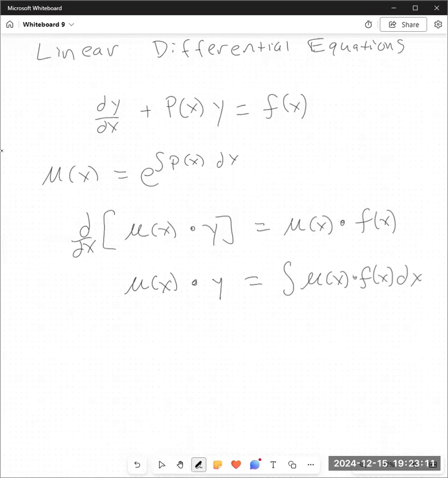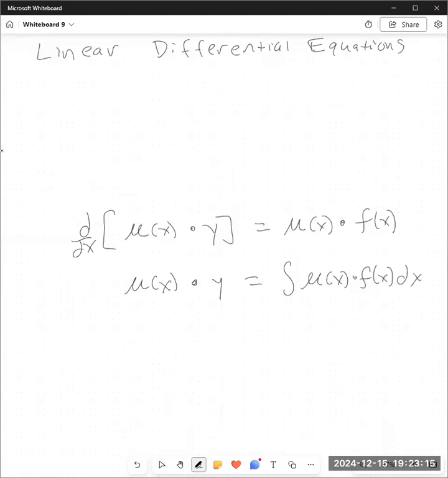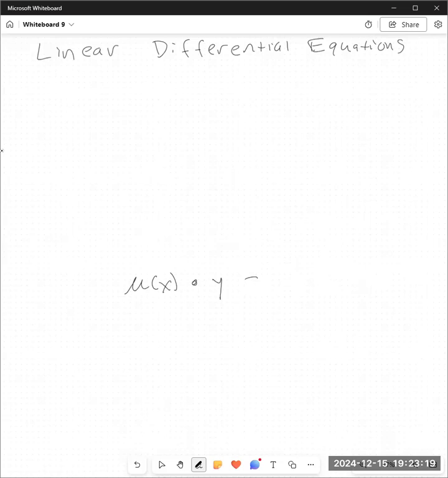It'll become clearer as I do an example or two here, but I want to get it into that form so that I can find the integrating factor, and I'll just use the inverse of the product rule without really showing it. We'll talk about that a little bit more maybe when we have exact differential equations, because that's what we're doing there.